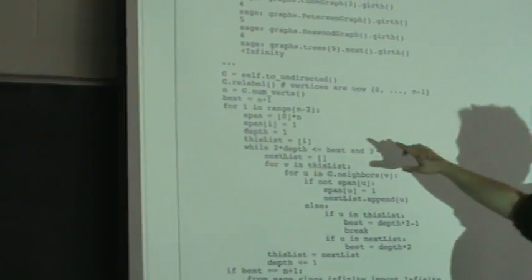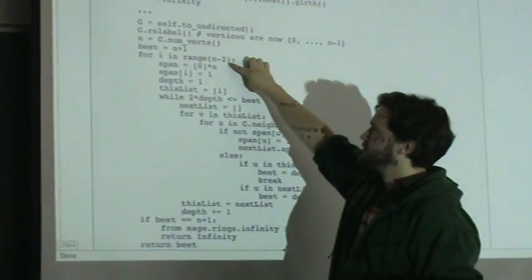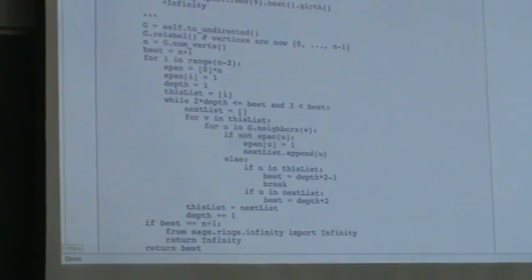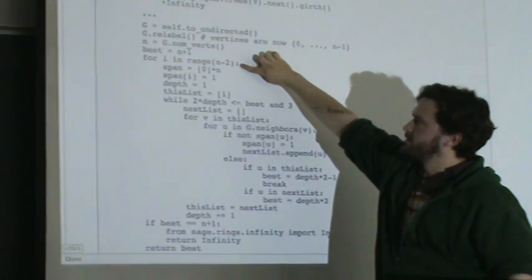So let's keep looking at this. Let's try to find where is the breadth-first search. So here I'm iterating over all the vertices except for the last 2. Can anyone see it? At what point in the code do you suddenly start going and doing the search part? Yeah, I mean, here I'm doing a search for each one of these.